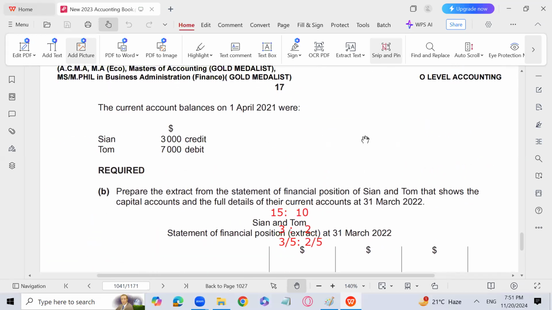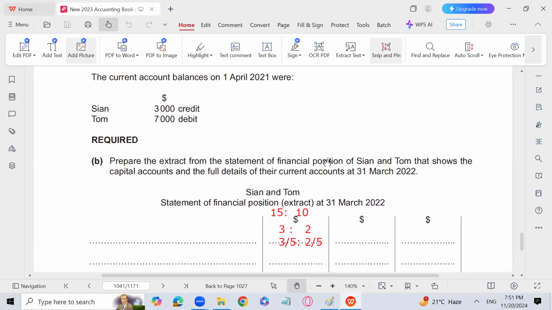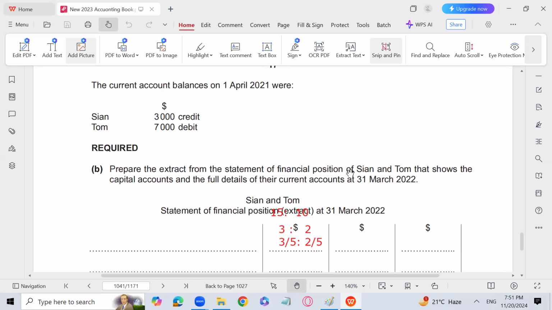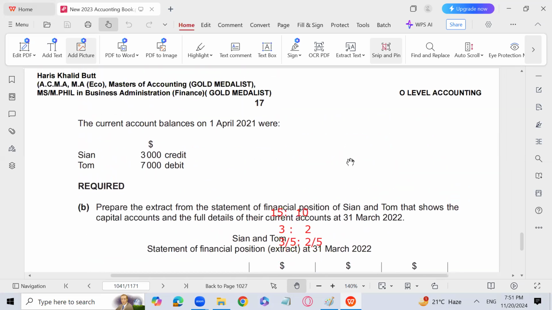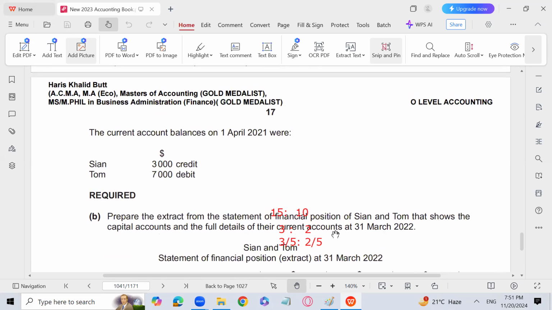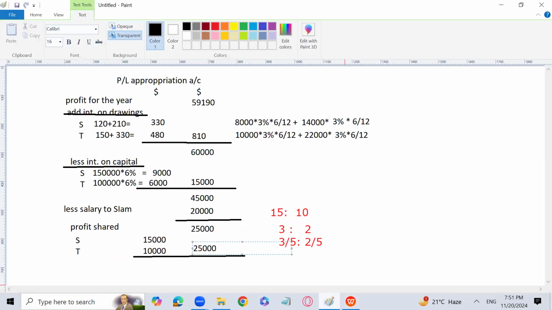Next part is that the current account balances on 1st April were Syam 3,000 credit, so he is having a profit in current account, but for Tom 7,000 debit, so he is having a loss in the current account. Prepare the extract of the statement of financial position of Syam and Tom that shows the capital account and full details of their current account at 31st March 2022. So let's prepare the current account first, and then we can prepare the statement of financial position.